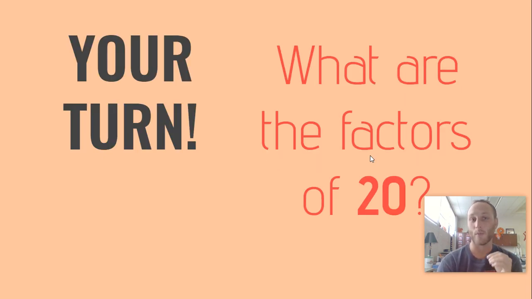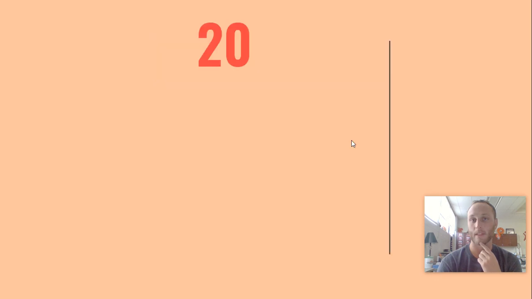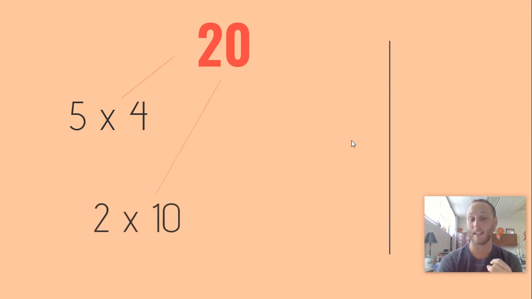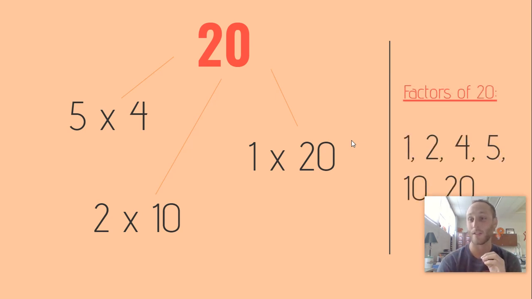So now I want you to try. What are the factors of 20? If you need scratch paper, that's fine. But what are the factors of 20? Okay, let's see how you did. We know that 5 times 4 gives us 20. We know that 2 times 10 gives us 20. And you should have known that 1 times 20 gives us 20. So 20 has 6 factors, and they are 1, 2, 4, 5, 10, and 20.